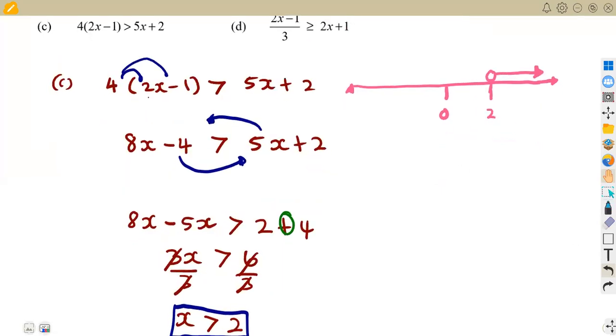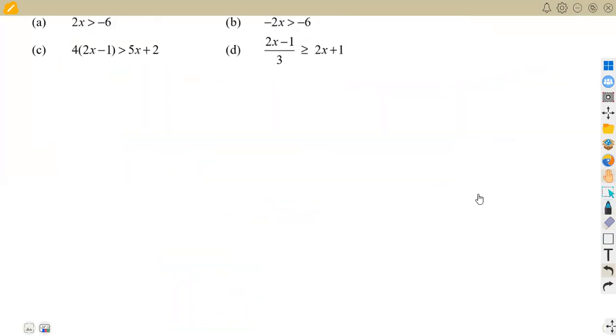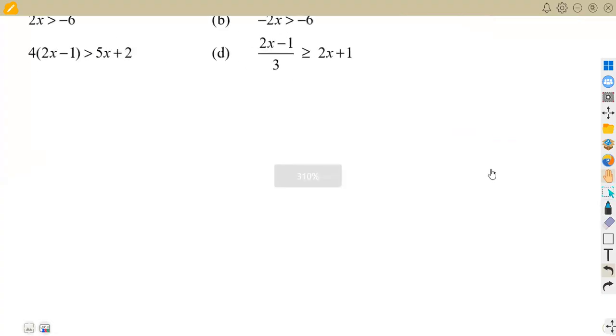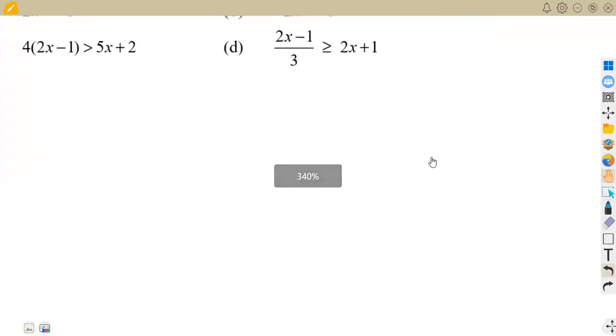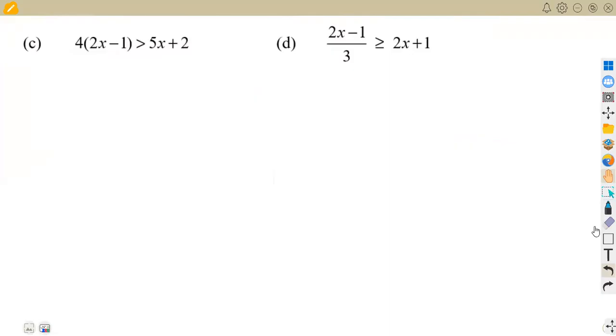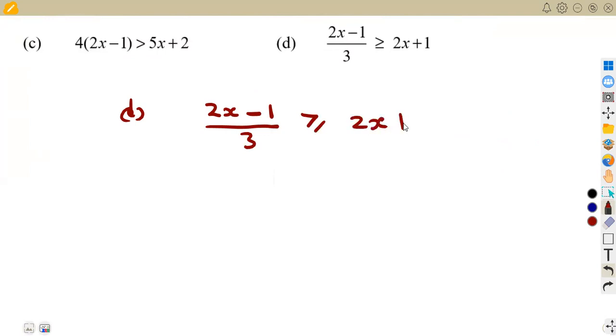Okay, let's see D in this case. On D, we are given 2x, it's a fraction. Like I said, guys, these do follow up everything that we talked about in our equations. So on D, we've got 2x minus 1 over 3, which is greater than or equal to 2x plus 1, like this. So I can choose to clear the fractions.